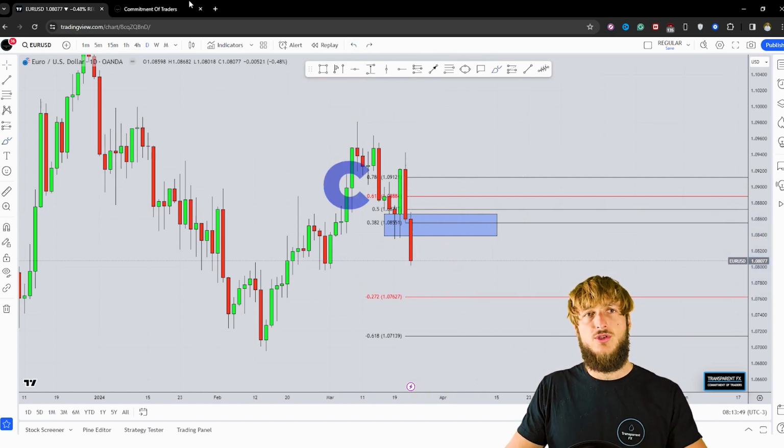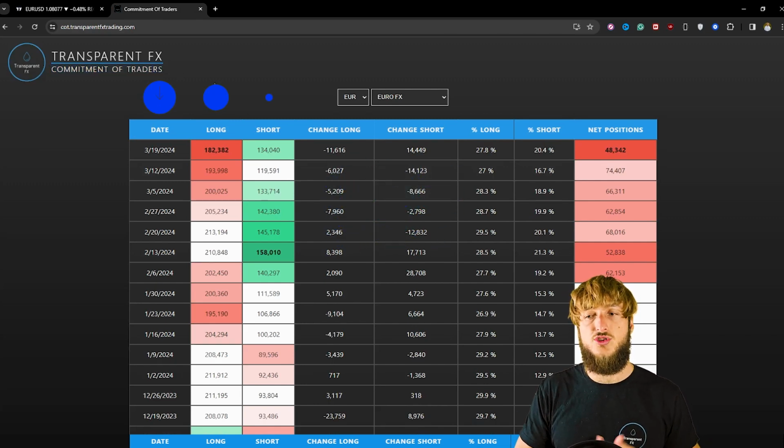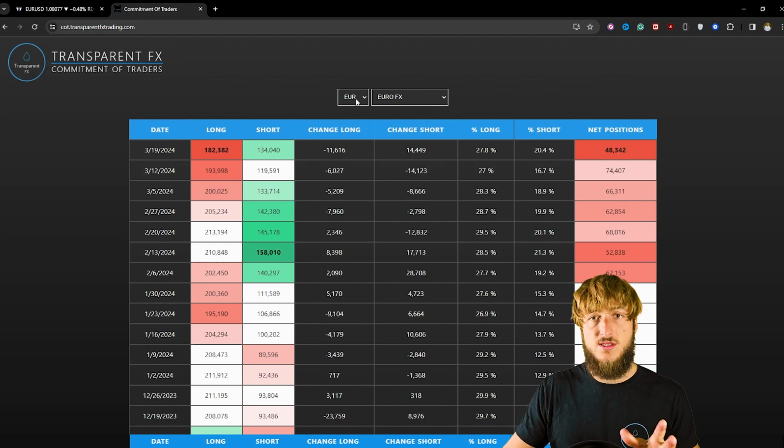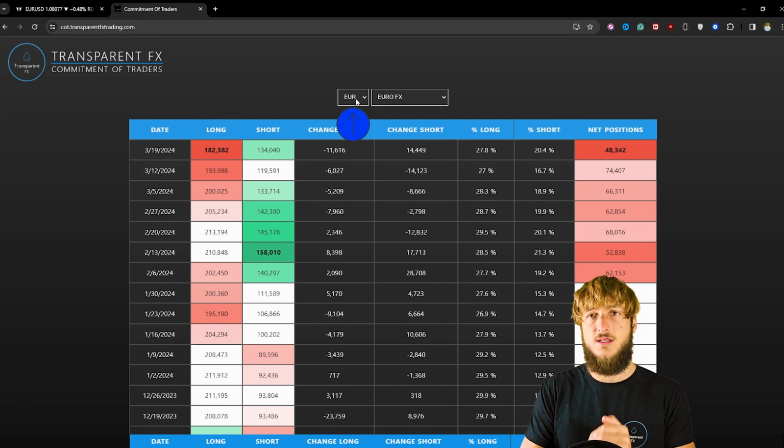Now, if we go and see what we have when it comes to the commitment of traders, so the COT data, so essentially what hedge funds and the big players in the market are doing and how they're shifting their positioning, and we look at the data precisely for the euro, the first thing to keep in mind is that if we're looking at the data for the euro, we're actually already looking at EURUSD because all currencies on the spot are traded against the USD.